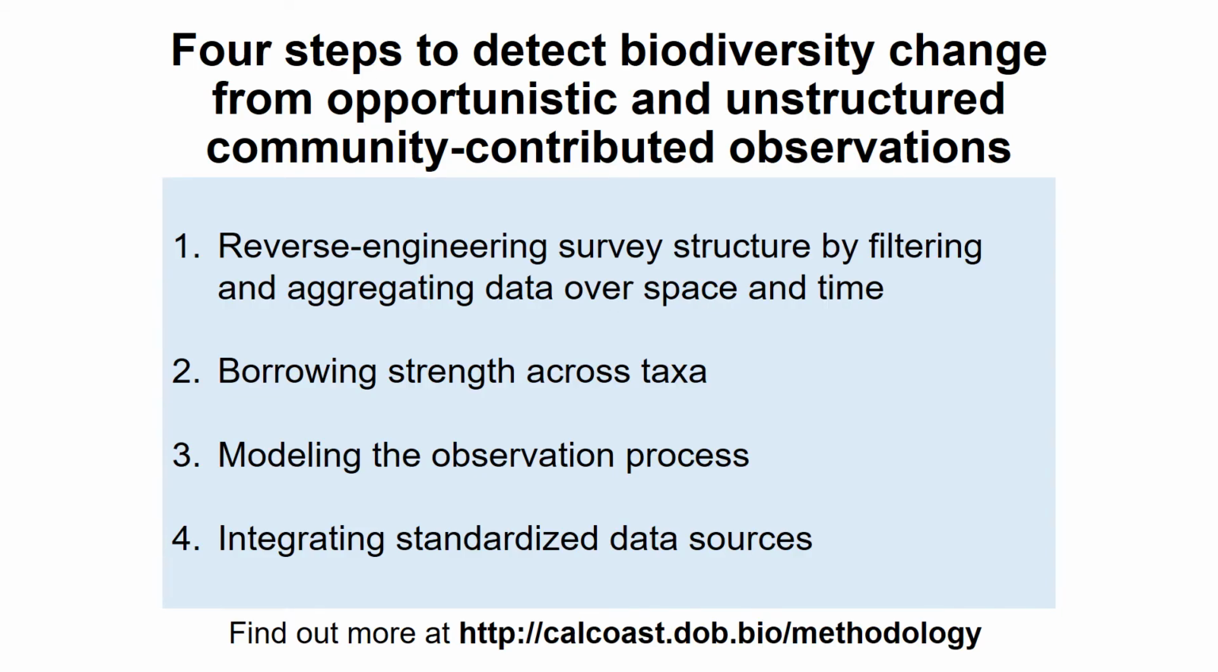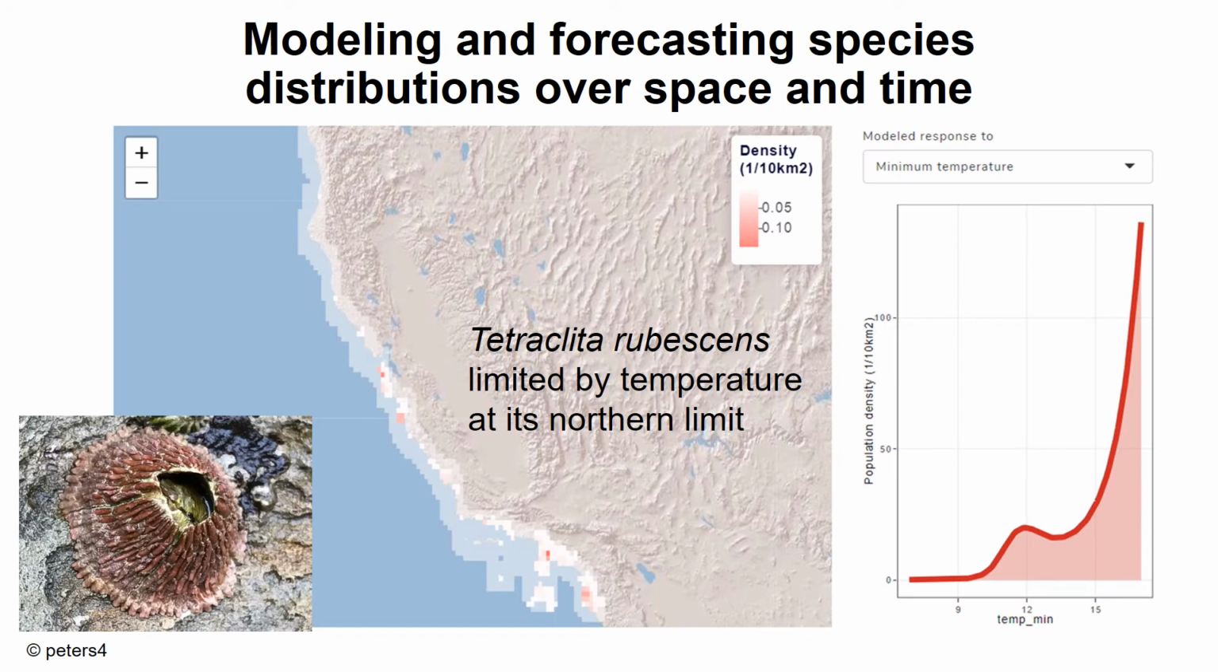In the first 18 months of this project, we spent a great deal of time testing approaches to control for variation in observer effort and activity over space, time, and taxonomy when deriving indicators of biodiversity from iNaturalist observations. We came up with a 4-step recipe for increasing the usefulness of iNaturalist data to detect biodiversity change. You can find out more about our developing methodology at calcoast.vob.bio/methodology.